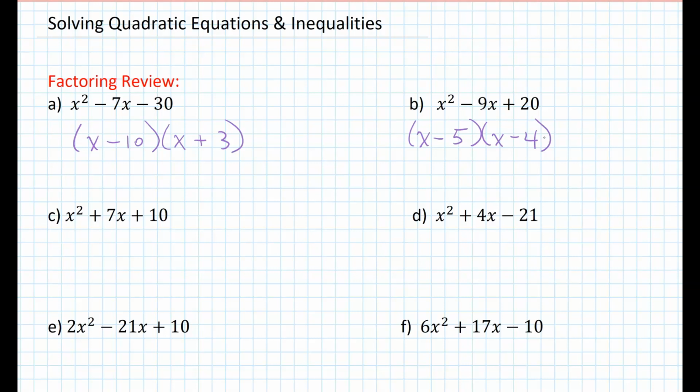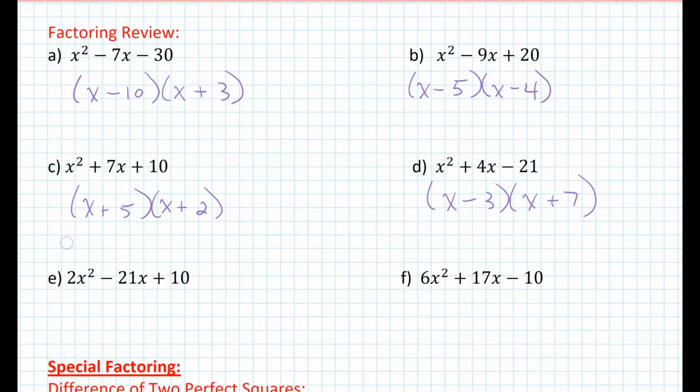All right. How about C? X plus 5, x plus 5. Okay. We're happy with that order? Yes. Okay. All right. How about D? X minus 3, x plus 7. All right. Okay. E and F required a little bit more. Anybody get E? 2x minus 1, x minus 10.